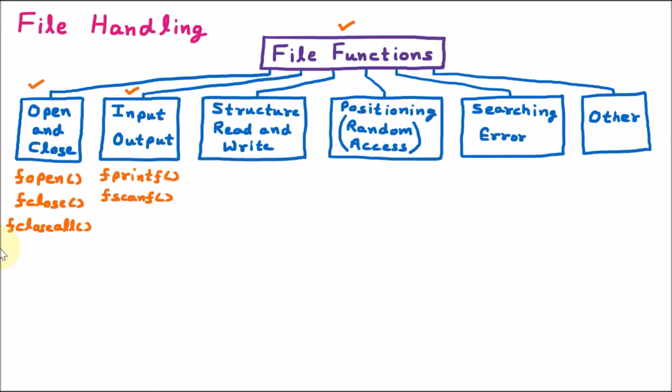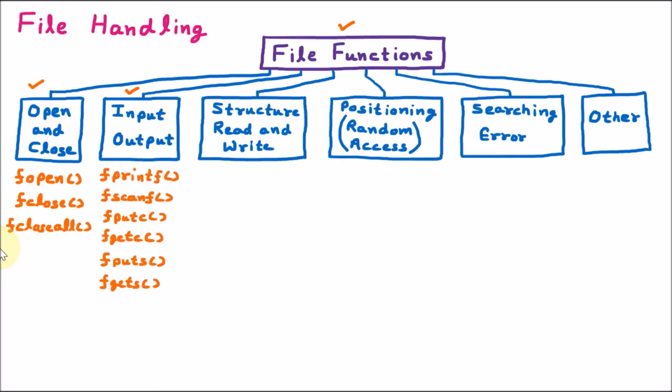Next functions we have are fputc and fgetc. Here C stands for character, means they are dealing with the character. fputc means we are writing the character onto file. fgetc means we are taking the character input from the file. The next functions are fputs and fgets. Here S signifies string. So fputs means we are writing the string onto the file, and fgets means we are reading the string from the file.